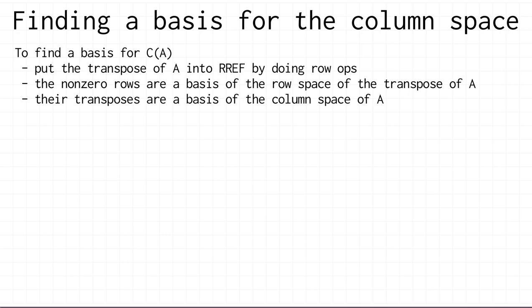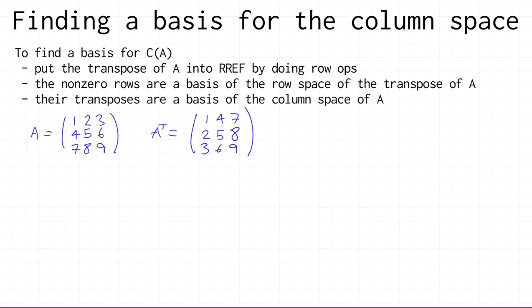So let's do an example. We're going to take A to be my favorite 3 by 3 matrix. There it goes. So the first thing is to put A transpose into row reduced echelon form. So A transpose goes 1, 4, 7, 2, 5, 8, 3, 6, 9, like this. So we've swapped columns and rows. The first row of A transpose is the first column of A, and so on.